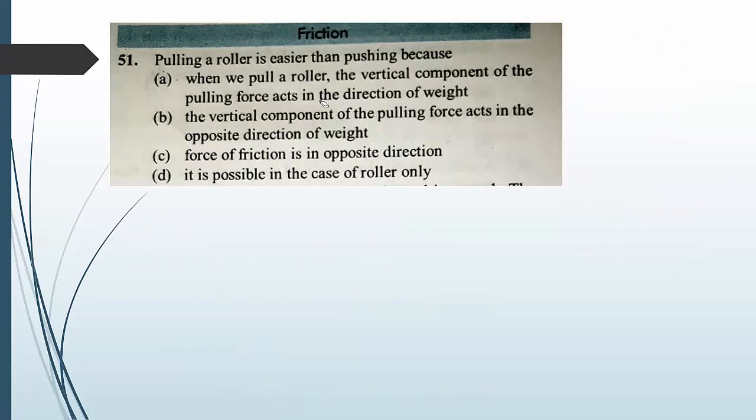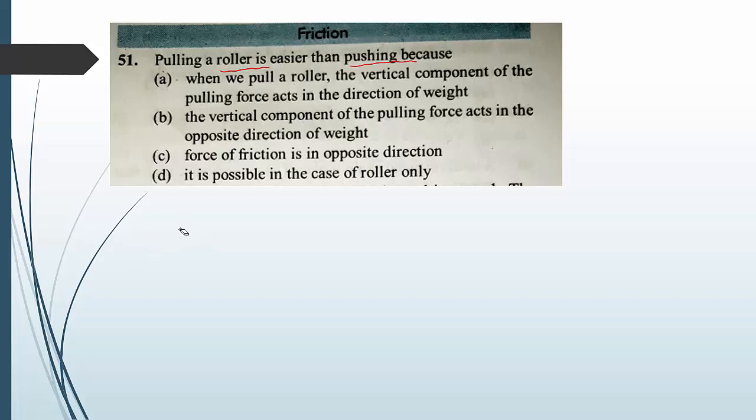So now we go for the fourth part of these applied questions, that is about friction. Let us start with the 51st question, friction part. Pulling a roller is easier than pushing because... What is the reason for that? They had given the statement. Pulling is very easy than pushing the roller, because you can observe here.